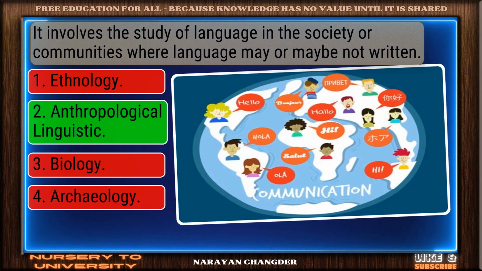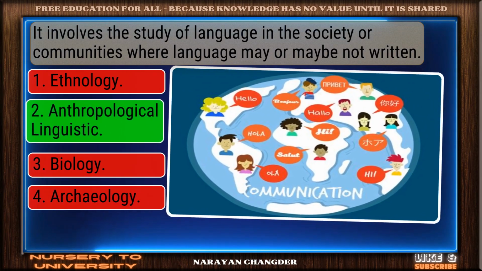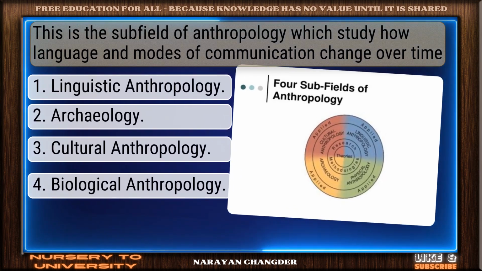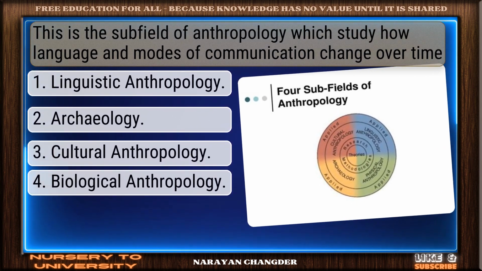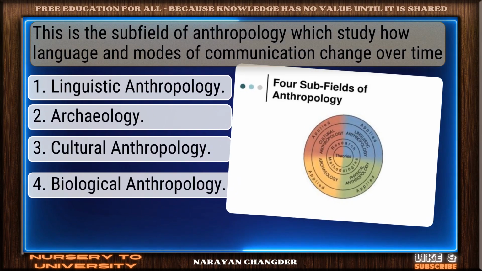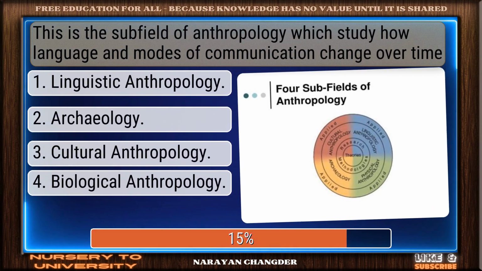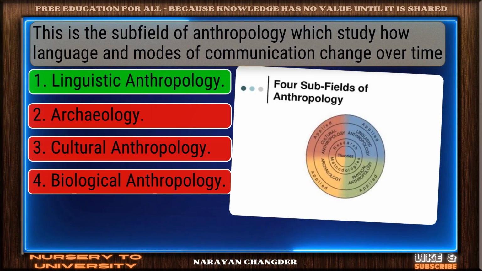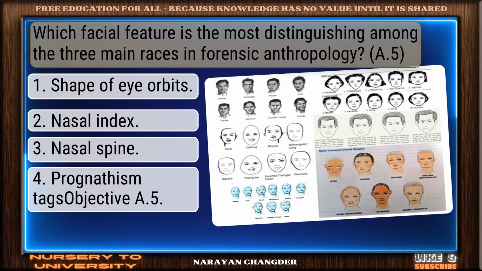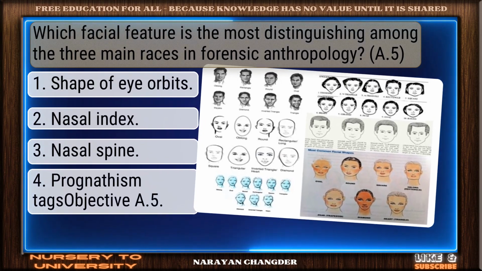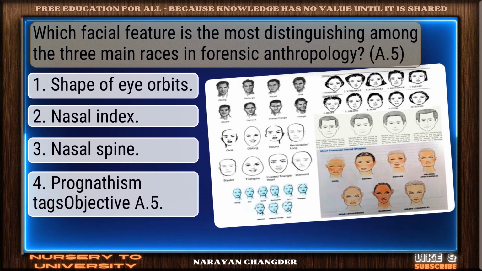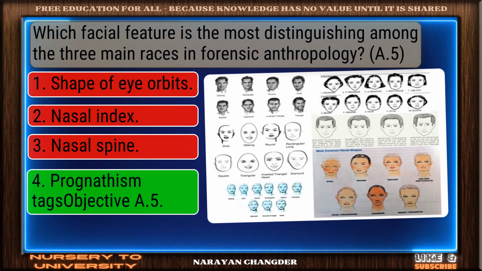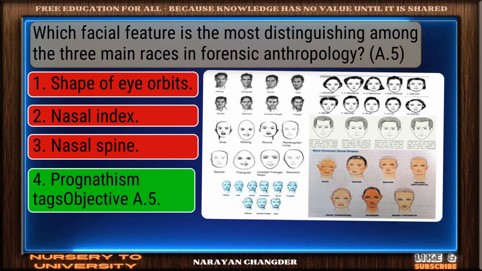Great job. Anthropological linguistics is the accurate answer. This is the subfield of anthropology which studies how language and modes of communication change over time. You chose linguistic anthropology, and it is correct. Which facial feature is the most distinguishing among the three main races in forensic anthropology? Good thinking. Prognathism is the right answer.